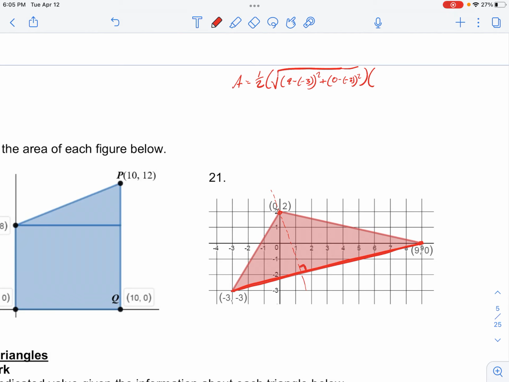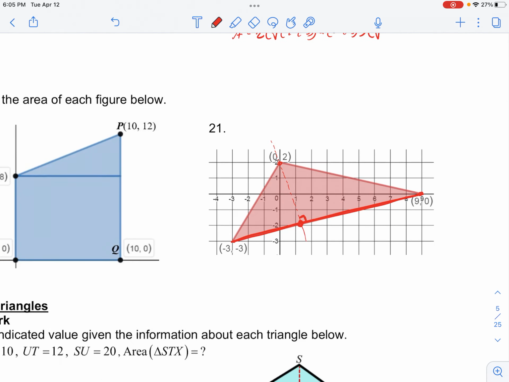So in order to do that, we're first going to need to find where this point of intersection is in order for us to apply the distance formula again in order to find the altitude, our height in this triangle. So in order to find this intersection point, we have to find the equation of the two lines. So one equation of the line is going to be the equation of the line of the base.